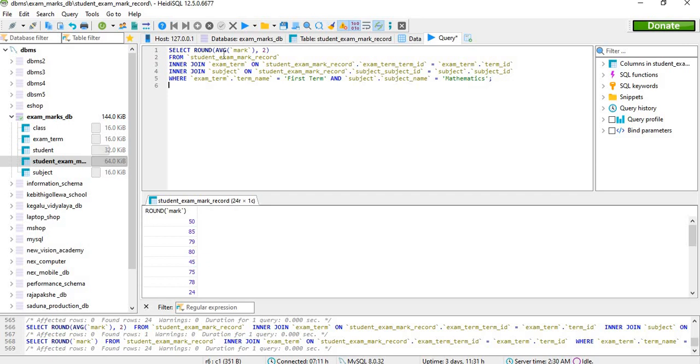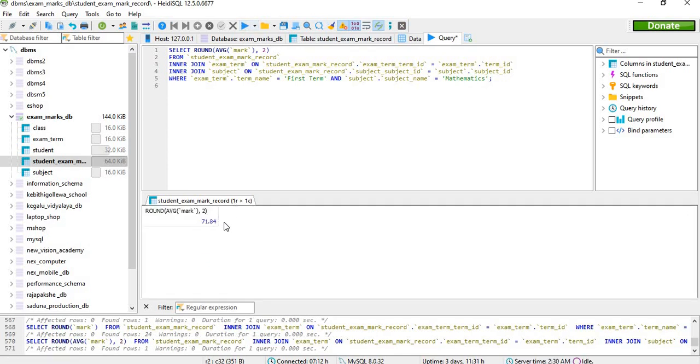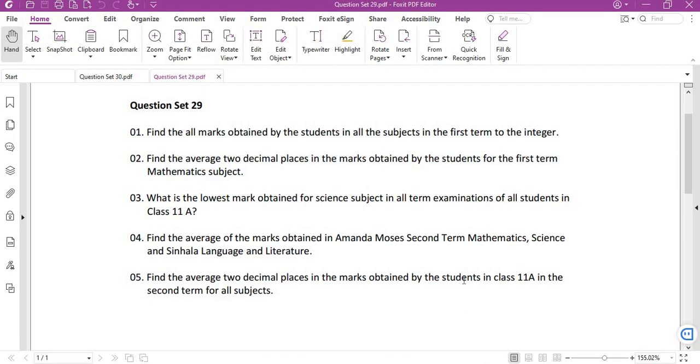Using round function, I have given average mark to 2 decimal places, and I have inner joined exam term table and subject table, because I have given the condition term name equals first term and the subject name equals mathematics. So we will find the average marks of all students for the subject mathematics in the first term. So we will see the average marks is 71.84. So the marks is given in by the 2 decimal places. So we will move on to the next requirement.